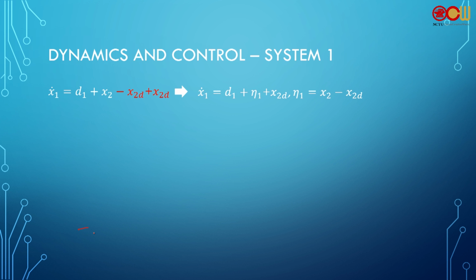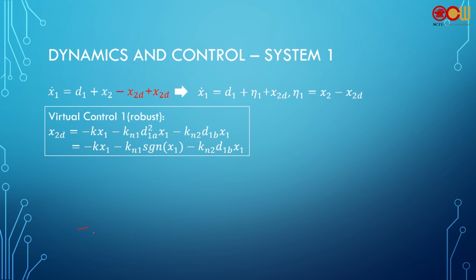So system 1, same as before in the backstepping approach. Here, x1 dot is equal to D1 plus x2. And x2 you can consider as the control of the first system. So we add and subtract x2d, where x2d is the virtual control, and that can be rewritten into this form. And eta 1 is the difference between x2 and x2d. Here, x2d is the virtual control input.